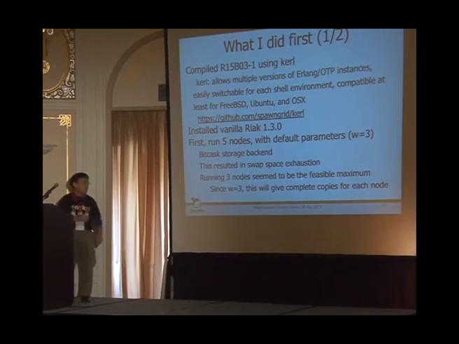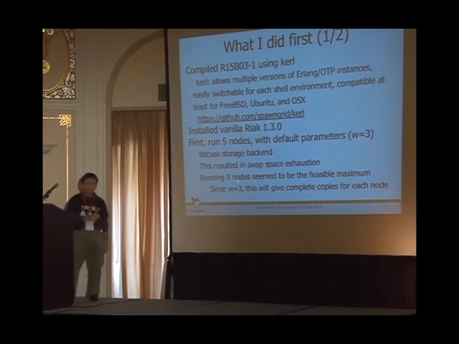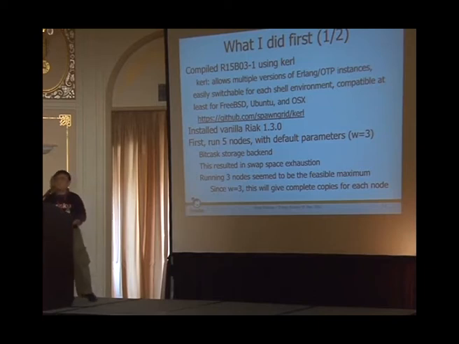So 3 seems to be a feasible maximum because Riak has a default parameter of W is 3. What W consists of is the number of copies of an object to be made or stored on a Riak cluster. So if you set W equals 3, and the whole cluster only has 3 nodes, everything will be copied to all nodes. So this will be robust, although this could be slow on a real working system. So please treat this as just an experimental parameter.